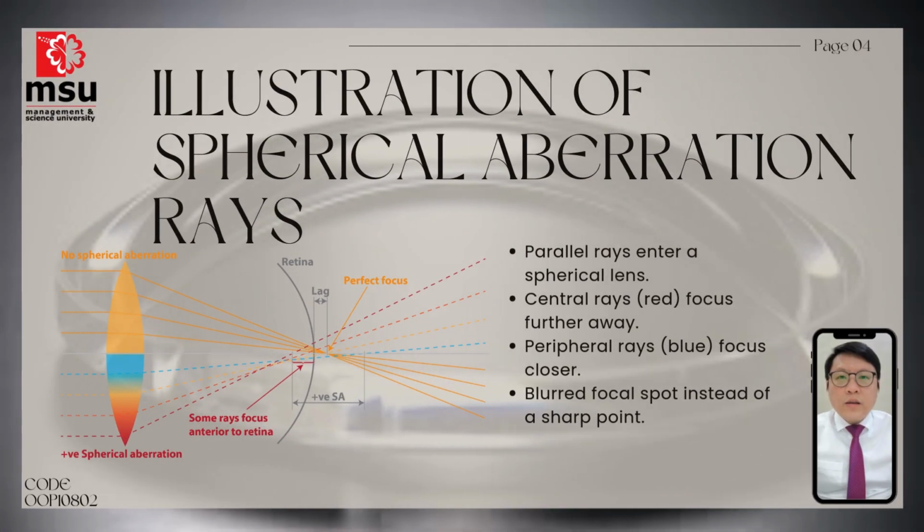This slide visually represents spherical aberration. As you can see, parallel rays of light entering the lens do not converge to a single point. The center rays focus farther away, while the peripheral rays focus closer. This mismatch creates a blurred focal spot instead of a sharp image.